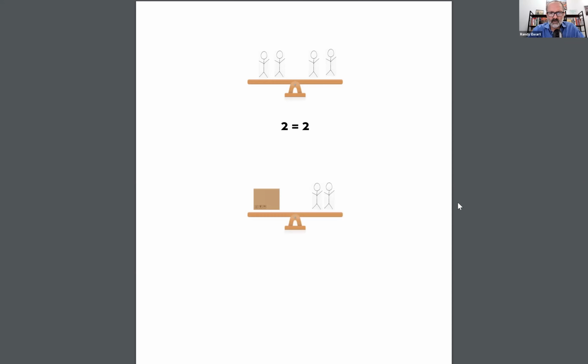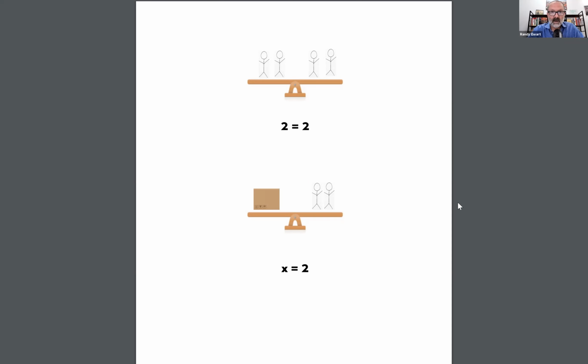Here's another example. This time we have a box. Inside the box are some guys, but we don't know how many because the box is closed and we don't have x-ray vision. But on the other side, we have two guys. The mathy way of looking at this, you have x guys on the left, we don't know how many, and you have two guys on the right. So this is a seesaw representation or view of an equation.